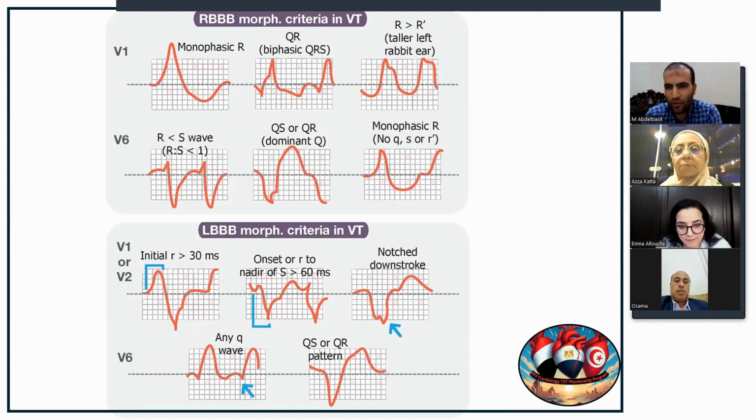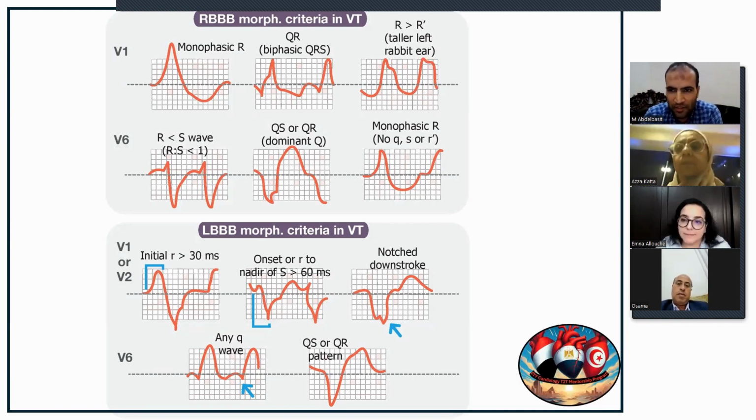So, Dr. Azza, my question to you, true or false? Ventricular tachycardia is acute coronary syndrome until proved otherwise. Your comment. Excuse me, I haven't heard the question. I want your comment, true or false? Ventricular tachycardia is acute coronary syndrome until proved otherwise. So we have to deal with all patients with ventricular tachycardia as acute or suspected acute coronary syndrome?